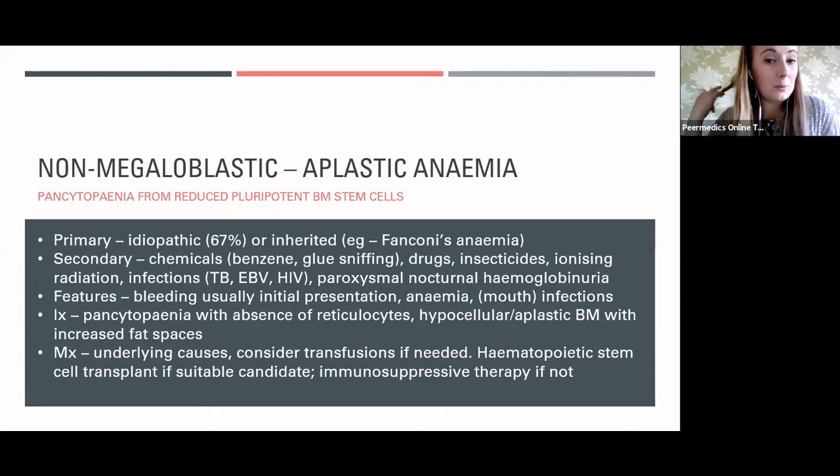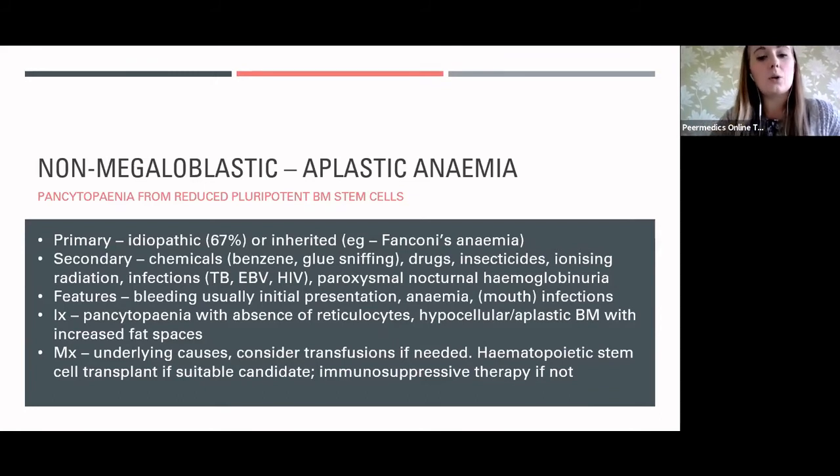So initially you will just present with bleeding, anything ranging from ecchymosis to bleeding at IV sites, anemia and infections, particularly mouth infections like candida. On investigation, your full blood count is going to show a pancytopenia. You're not going to have any reticulocytes because you're not able to regenerate those precursor cells, and your bone marrow sample is going to look hypocellular, with increased fat spaces because you're just lacking cells to make up the bone marrow.